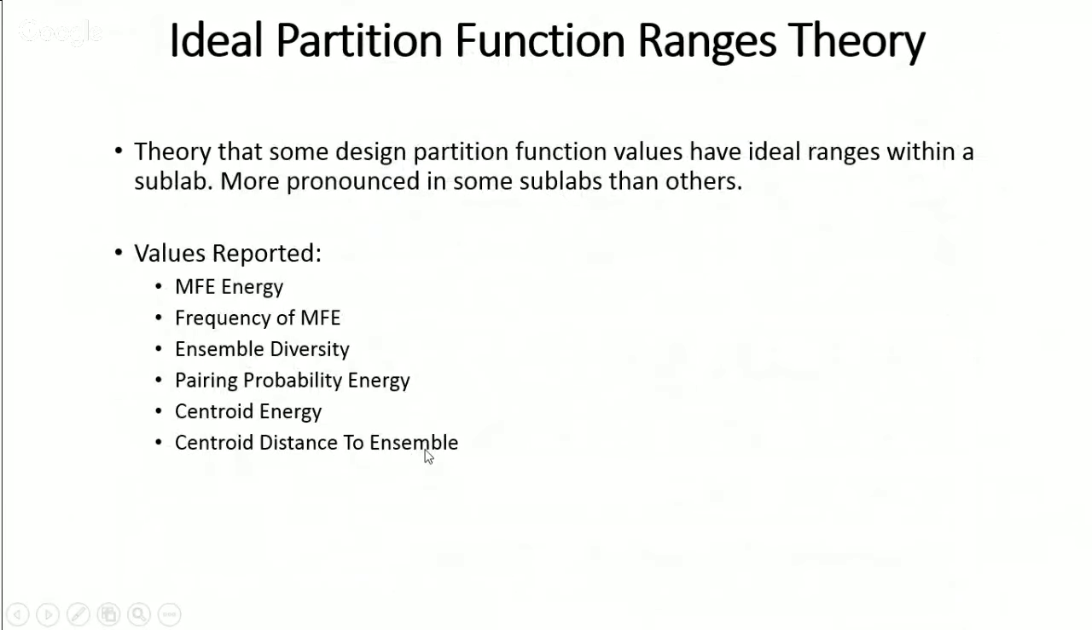So go to the next one, the ideal partition function ranges theory. This is a theory that some design partition function values have ideal ranges within a sublab. This is more pronounced in some sublabs than others. The values reported, I discussed this a little bit in the previous presentation, are the MFE energy, the frequency of MFE, ensemble diversity, pairing probability energy, the centroid energy, and the centroid.